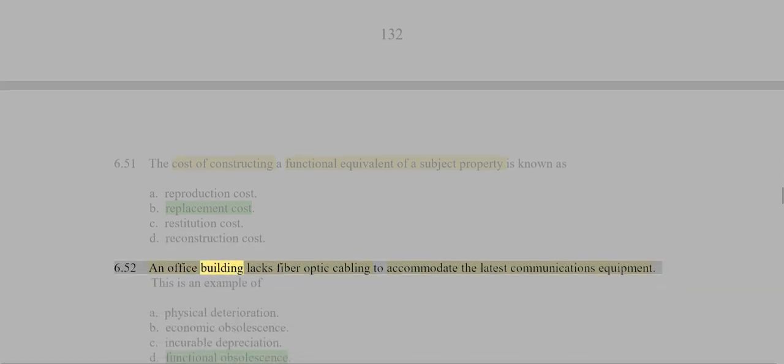6.52 An office building lacks fiber optic cabling to accommodate the latest communications equipment. This is an example of a A. Physical deterioration. B. Economic obsolescence. C. Incurable depreciation. D. Functional obsolescence.